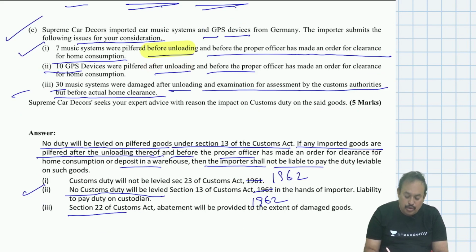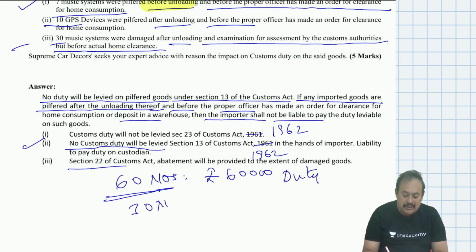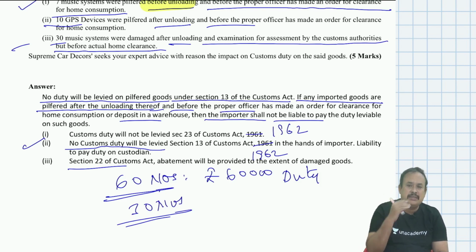For example, total duty here for 30 numbers of music systems is rupees 30,000. For example, 30 systems were damaged after unloading. So out of, here, for example, my dear friends, there are 60 numbers. Assume for the sake of discussion, the duty is 60,000, out of which 30 numbers of music systems got damaged.